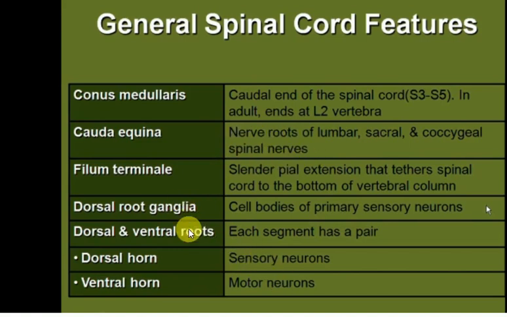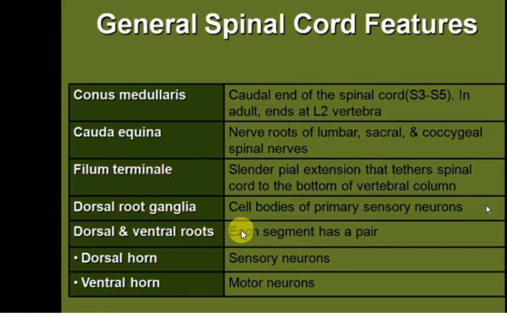The filum terminale is a extension of the cauda equina, and it tethers the spinal cord to the bottom of the vertebral column up to the S2 segment. The filum terminale attaches to the S2 vertebra, and it anchors the cauda equina, anchoring the spinal cord to the bone over here to give it support. So that is the filum terminale.